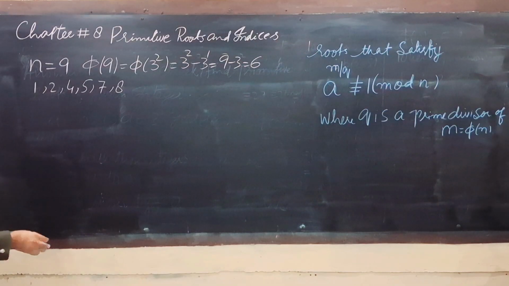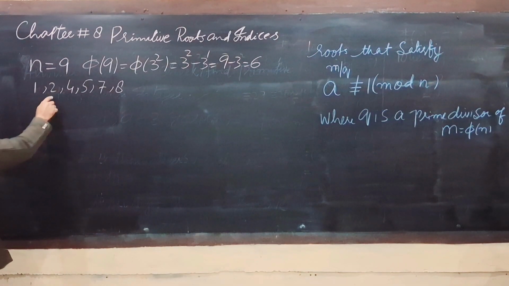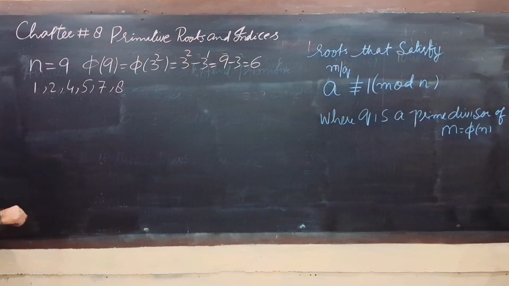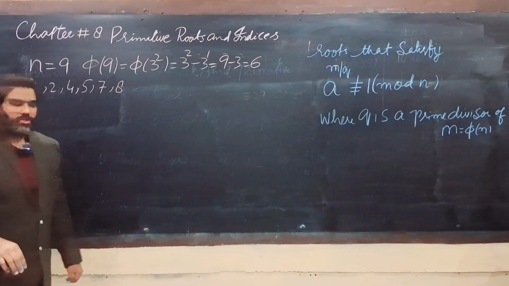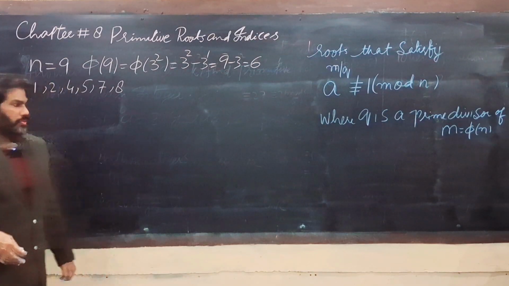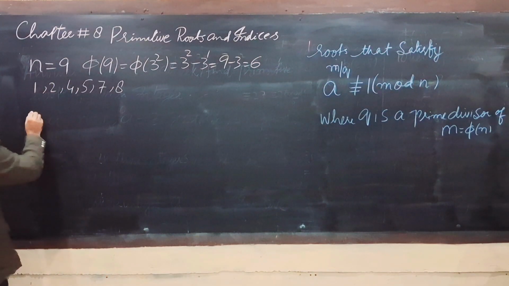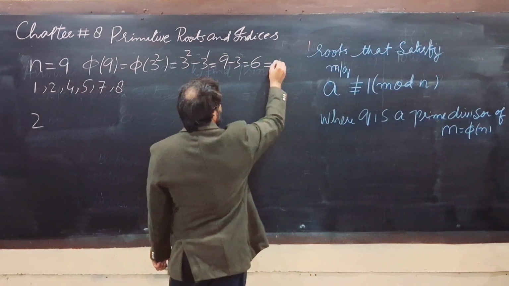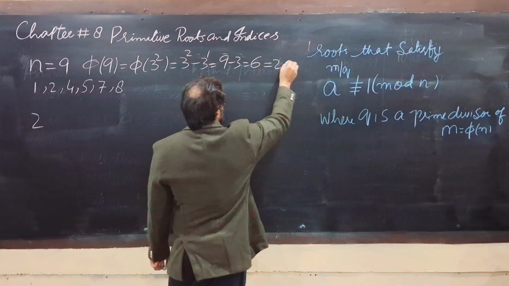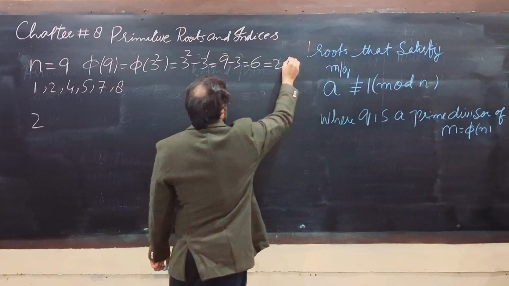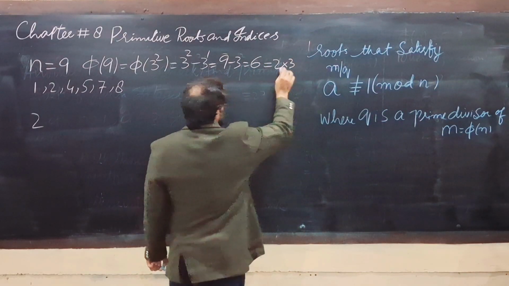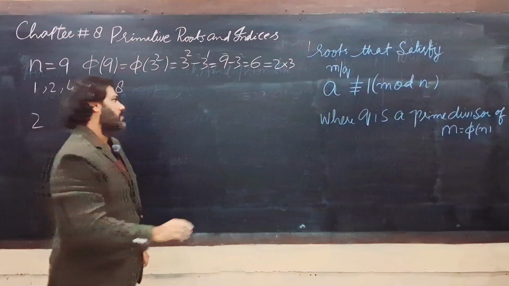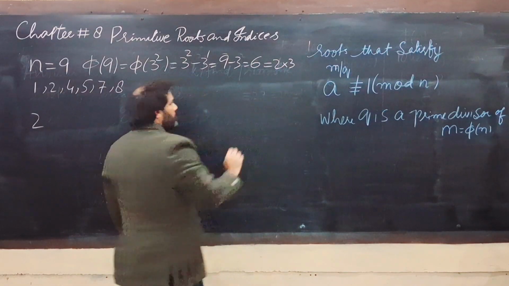There is no need to check 1. Next, start from 2. There is no need to check all the successive powers of 2. You have to check only those powers which come from the prime factorization of 6. This is 2 into 3. So you have to take only these two, 2 and 3.